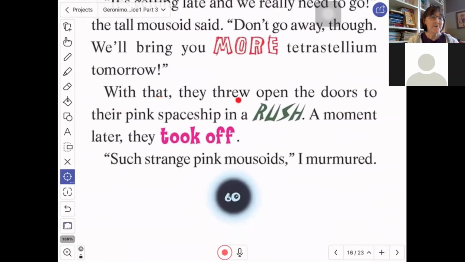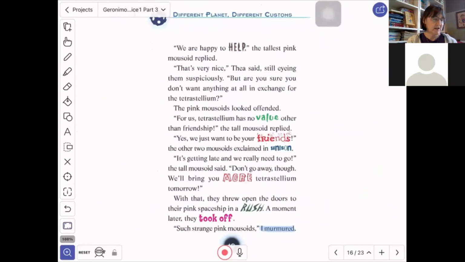With that, they threw open the doors to their pink spaceship in a rush. A moment later, they took off. "Such strange pink mousoids," I murmured. Murmured is kind of like muttered. It means that you're saying something very quietly. Kind of almost like you're talking to yourself.